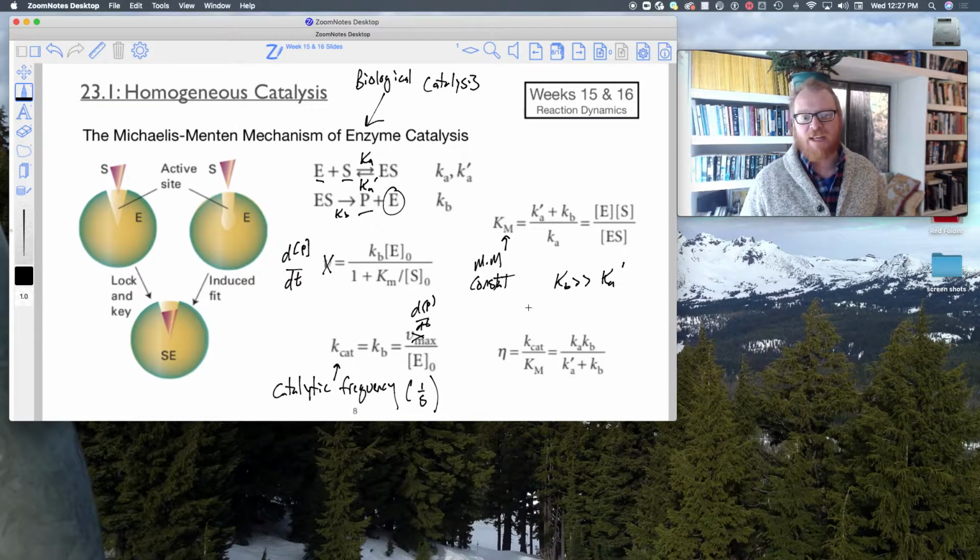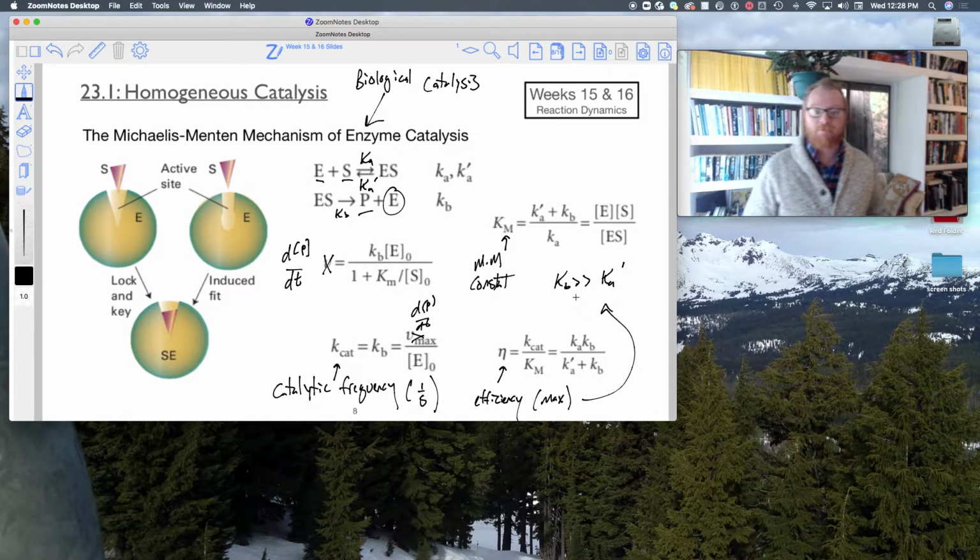Let's think about how that plays out. So this eta right here, this is our letter for efficiency, and in this case, this is catalytic efficiency. It can be shown that that's kcat divided by Km, and all of that equals Ka times Kb divided by Ka prime plus Kb. Well, this will reach a maximum when this following condition is met.